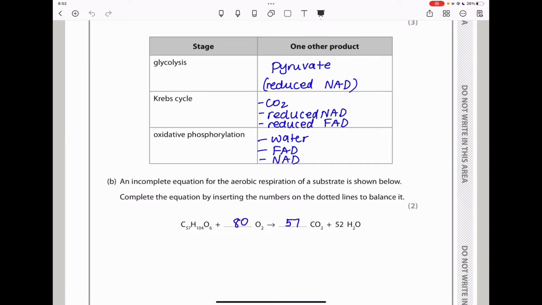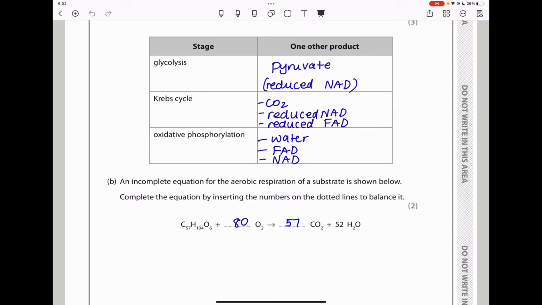The next step should be balancing hydrogen. However, hydrogen has been balanced for us. If it had not been balanced for us, we could begin by looking at this. It's 104, and on this side we have a 2. So 104 divided by 2 gives 52. So 52 times that creates the 104, which is similar to what we have here.